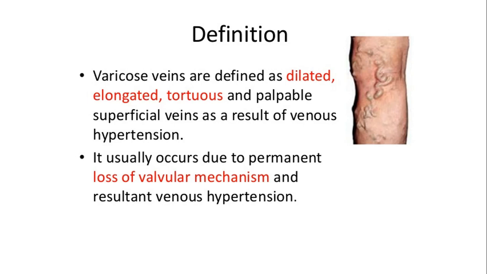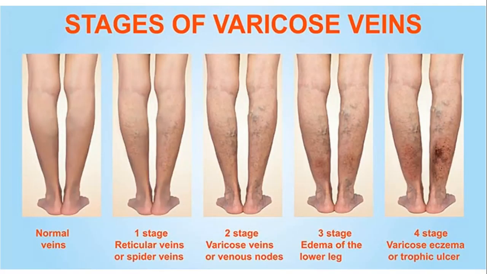When the valvular mechanism in the perforators, which attach the superficial veins to the deep veins, is damaged, the pressure in the deep veins, when the muscles contract, will be transmitted to the superficial veins, which will result in venous hypertension. And what will it cause? The increased pressure will cause dilatation of the vein. Because they are the thinner part and not muscular, they will become dilated, elongated, and tortuous.